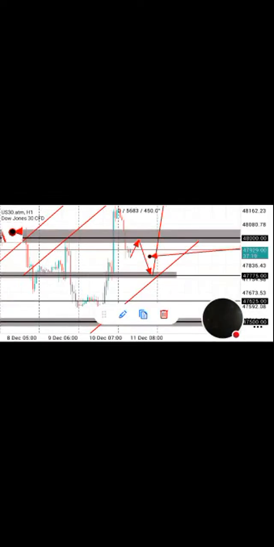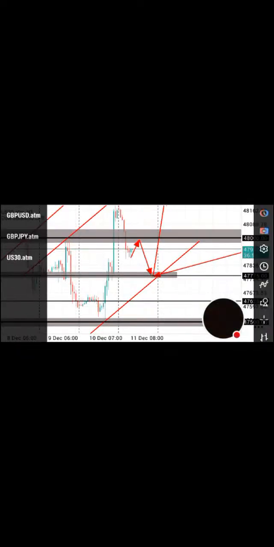Now I'm going to be waiting for the market at this point here. This is a very strong, significant level. So if you want to be trading US 30, make sure you are waiting at the same level that I'm waiting at, which is a psychological level of 47,775. This is where I'm waiting for price. If price gets here, then I'm going to be going into a position when I see an opportunity, when I see a chance.